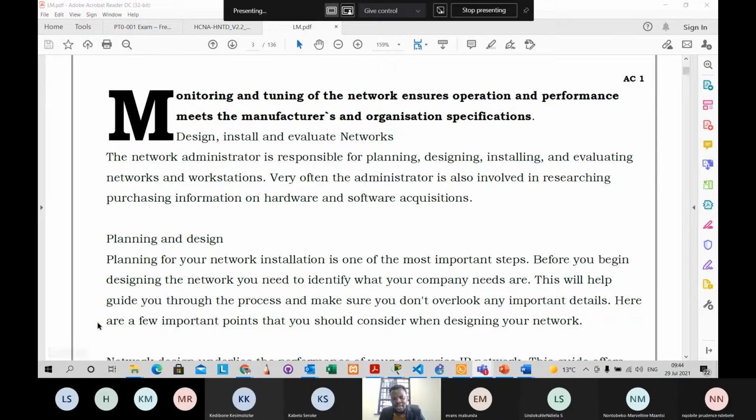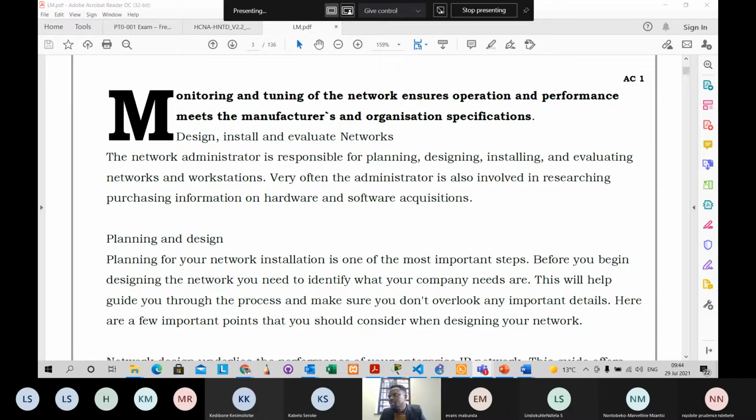So as you can see on my slide, it says monitoring and tuning of the network ensures operation and performance meets the manufacturer's and organizational specification, right? So design, what is that, the design when it comes to networking? What do we mean when we're saying design? So first, when we're building a network, we first build a network based on a client's requirement, right? So say a client comes to us as Retro Rapids learners and says they want us to build a network for 20 learners, right?